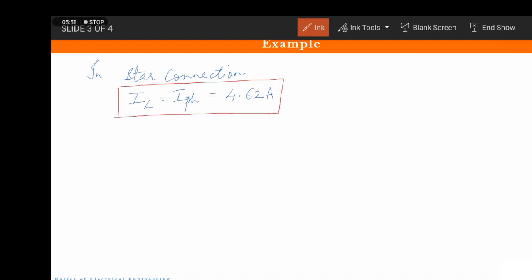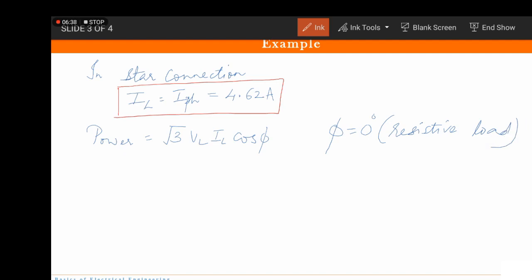Okay. Now we shall talk about the third thing, that is the power. Now what is the power in case of three-phase circuit? The power in three-phase circuit is given by root 3 VL IL cos phi. Now what is this phi? Phi is the phase angle, but in this case phase angle is going to be 0 degree. Why? Because the load is resistive load. Fine.